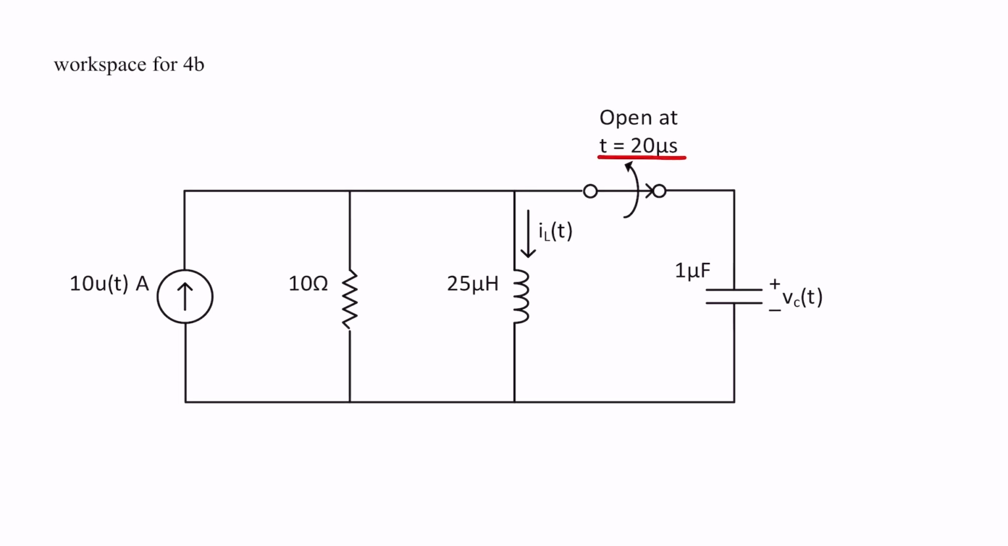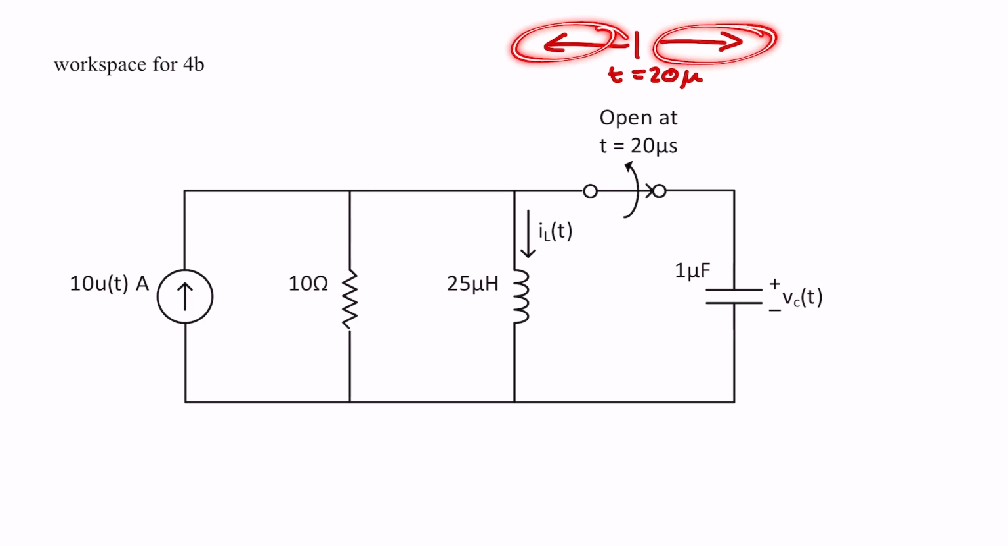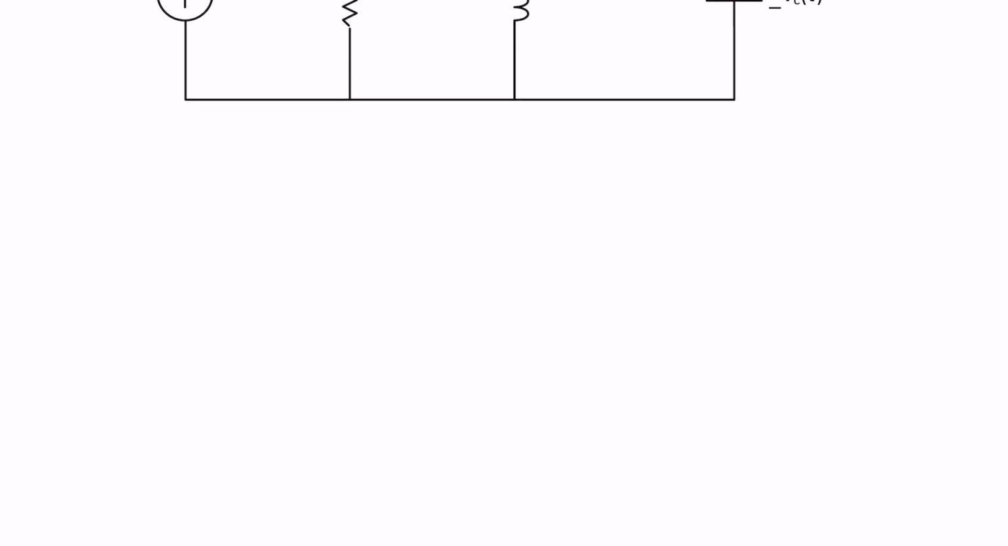Well, it opens, right? The gate opens at 20 microseconds and the circuit changes. So we know at t equals 20 microseconds, something happens before, something happens after. That should be your first immediate sign that this is going to be piecewise and we need 2 different equations. So let's take a look at what happens before 20 microseconds.